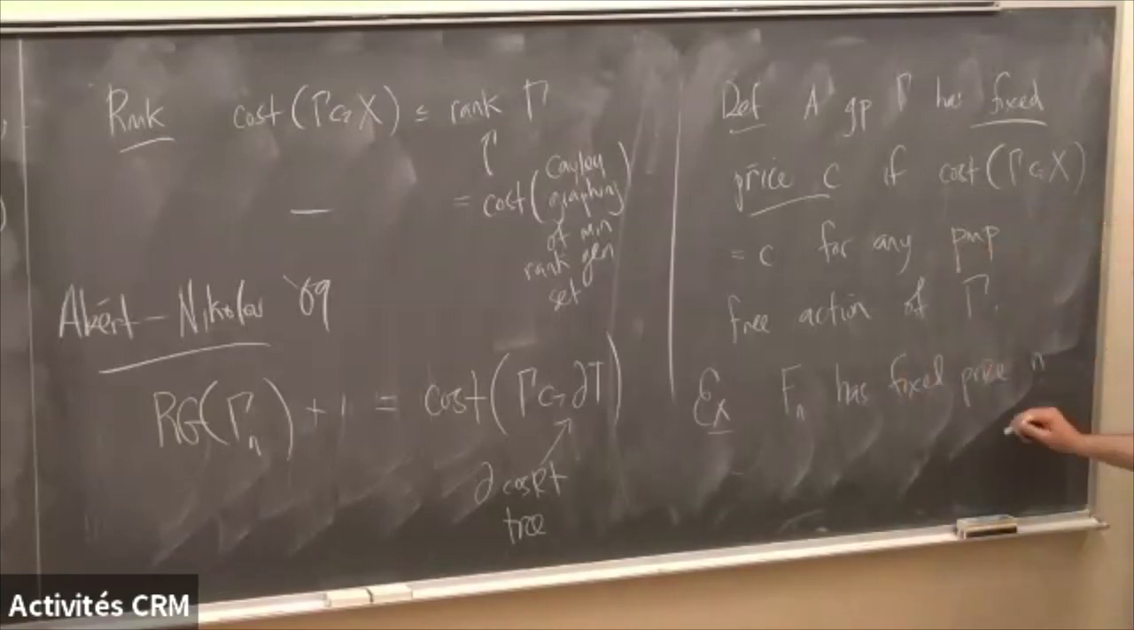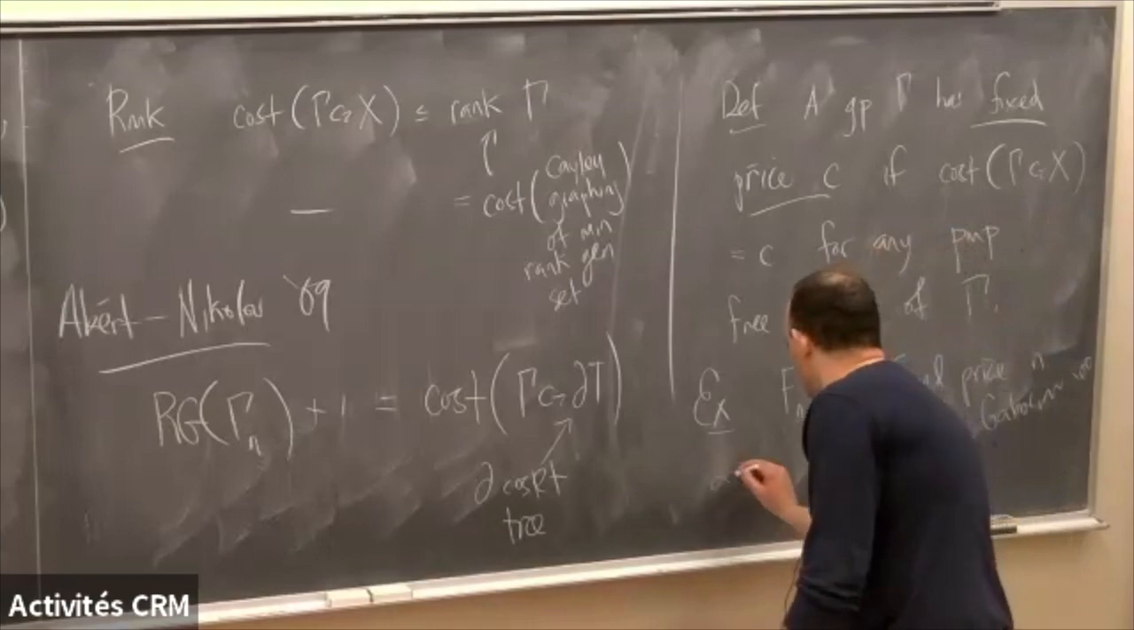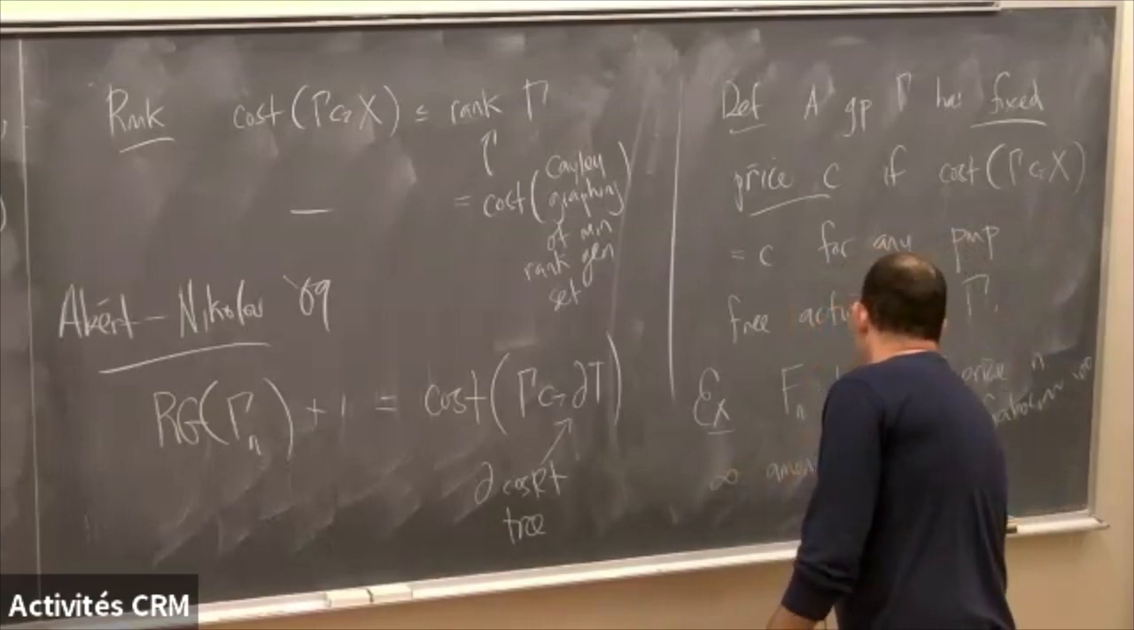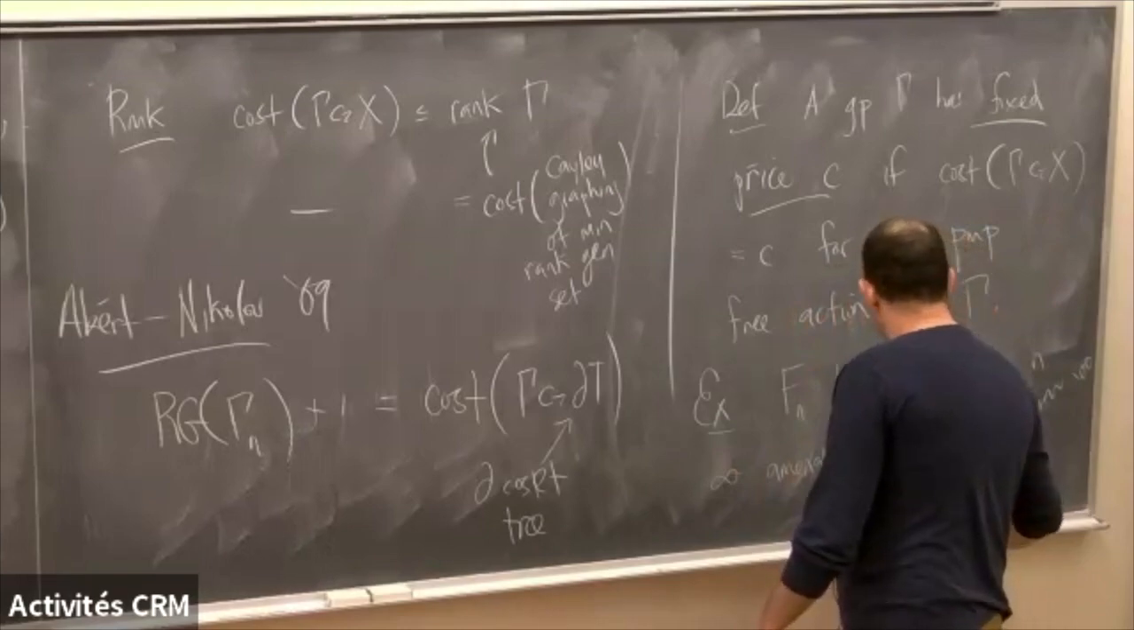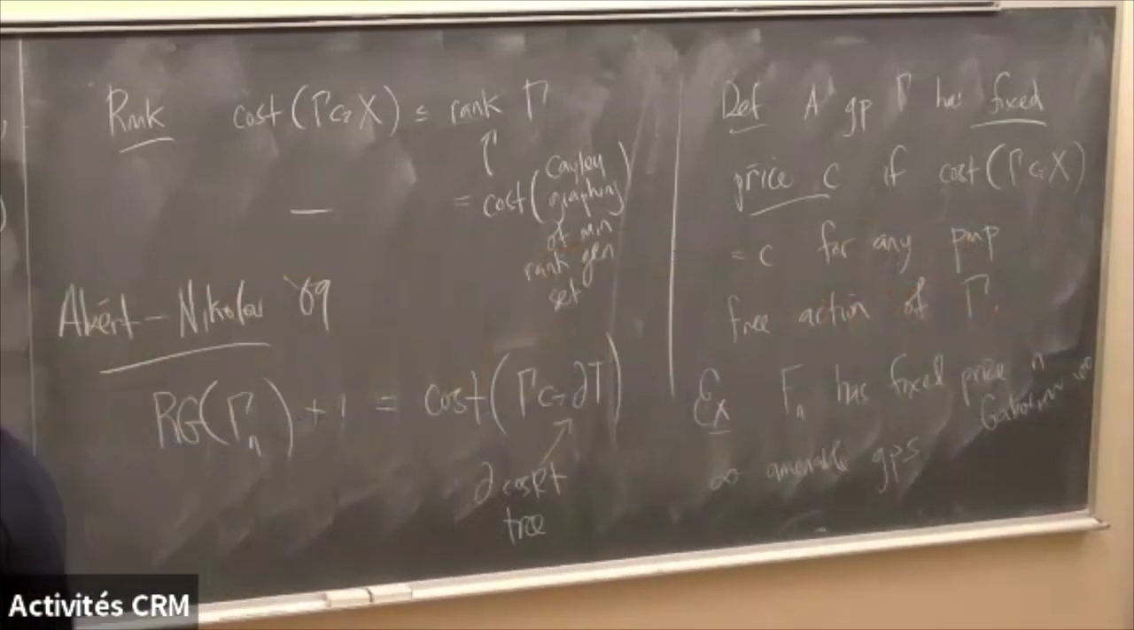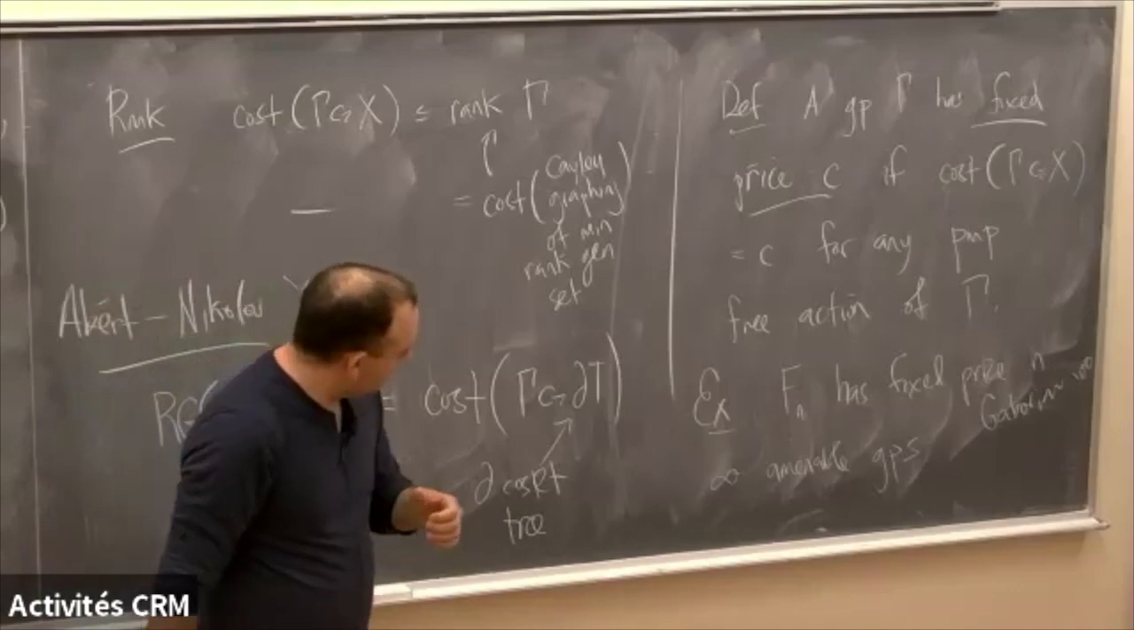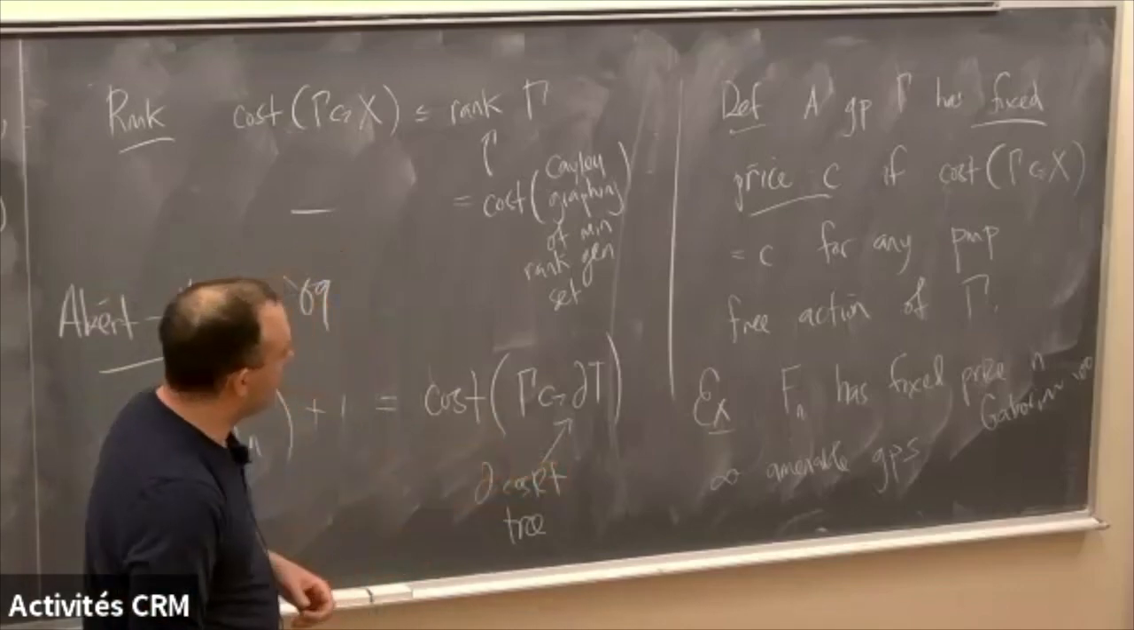It turns out this is a theorem of Gaboriau from 2000, just as one example. And then there are lots of other examples like infinite amenable groups. And one of our audience members, Sam Melick, in joint work with Amanda Wilkins and Mikolaj Fraczyk, recently showed that lattices in higher rank simple Lie groups have fixed price 1, for instance.